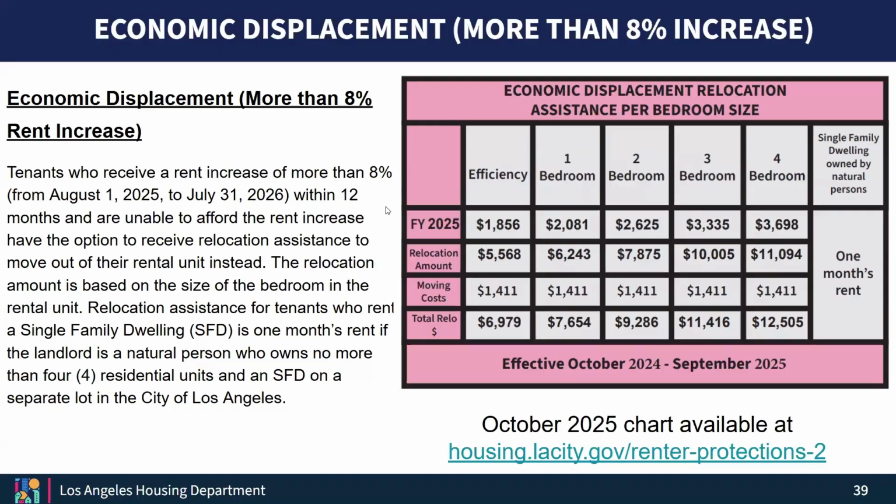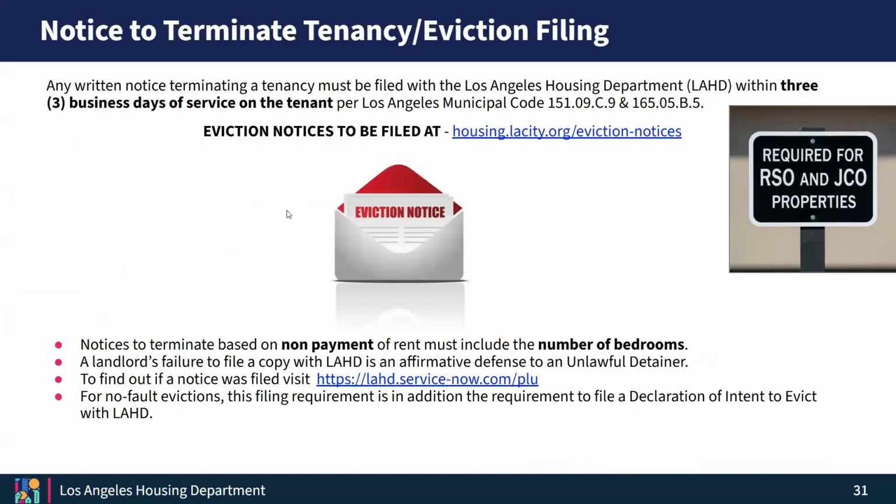Filing eviction notice. Next slide. Notice to terminate tenancy eviction filing. Any written notice terminating a tenancy must be filed with the Los Angeles Housing Department within 3 business days of service on the tenant per the municipal code. You can file it online at housing.lacity.org/eviction-notices. Notices to terminate based on non-payment of rent must include the number of bedrooms. A landlord's failure to file a copy with the LAHD is an affirmative defense to an unlawful detainer.